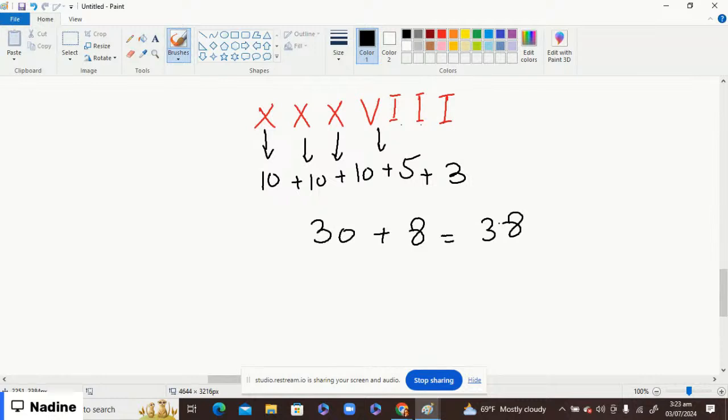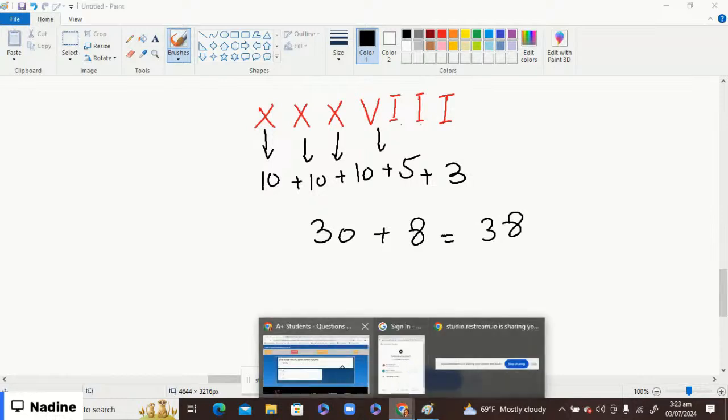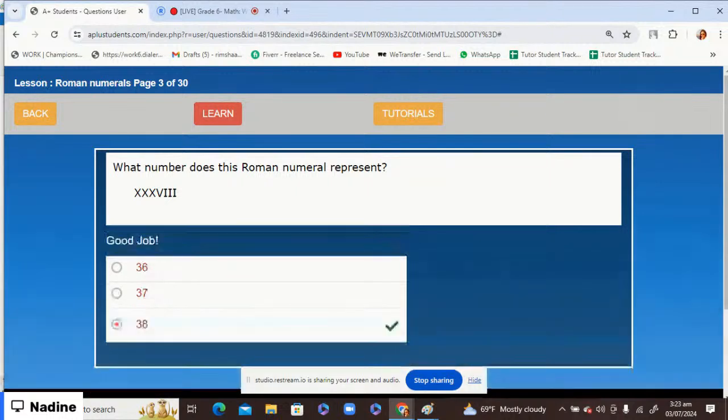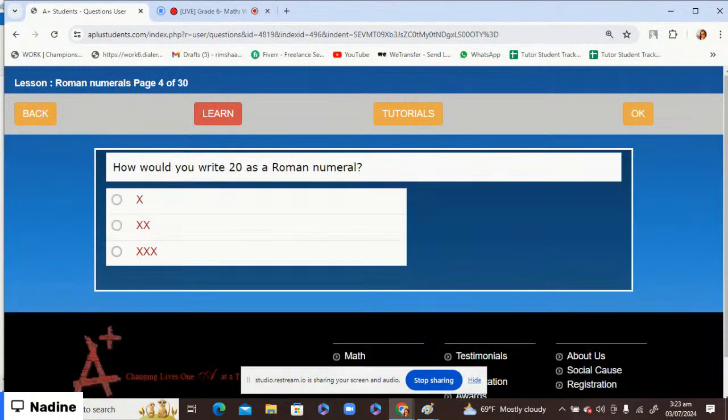Check it out one more time. 3 X's, then V, then 3 I's. Okay, as we know, 3 X's represents 30, V represents 5, and the I's represent 3. Then we just write it down this way. That is 38. Here we go with the option 38. This is the right one.